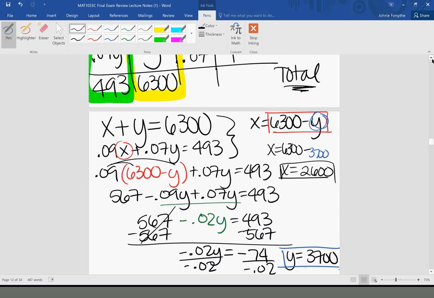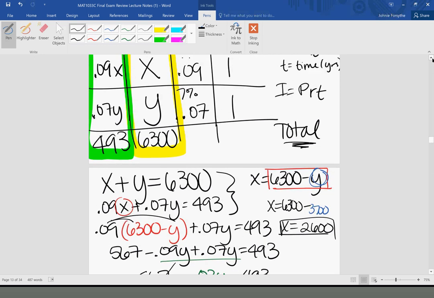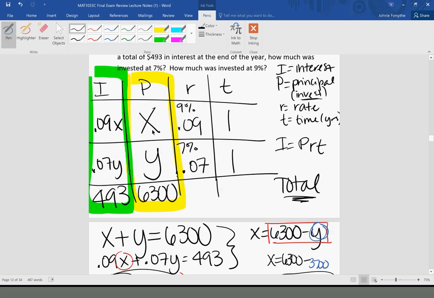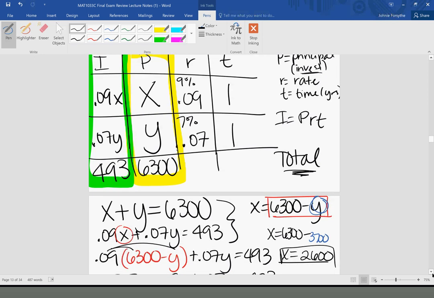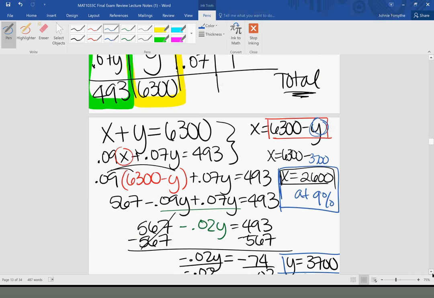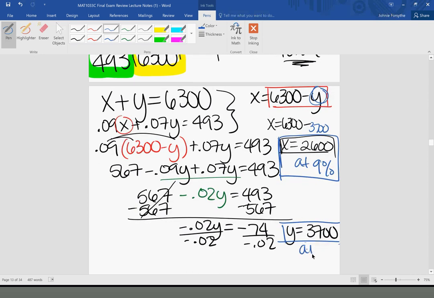So what did x represent? We don't know if it's for 9% or 7%. So x for us was for the 9% account. So when they ask about how much was invested at 9%, that would be that 2,600. And so for the 7%, that would be the 3,700.